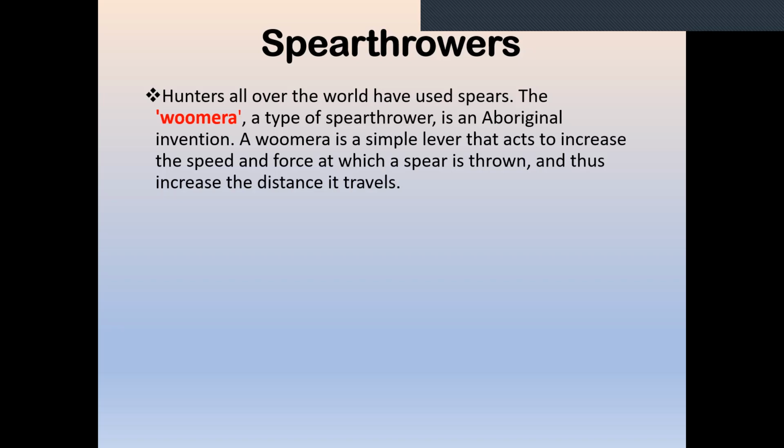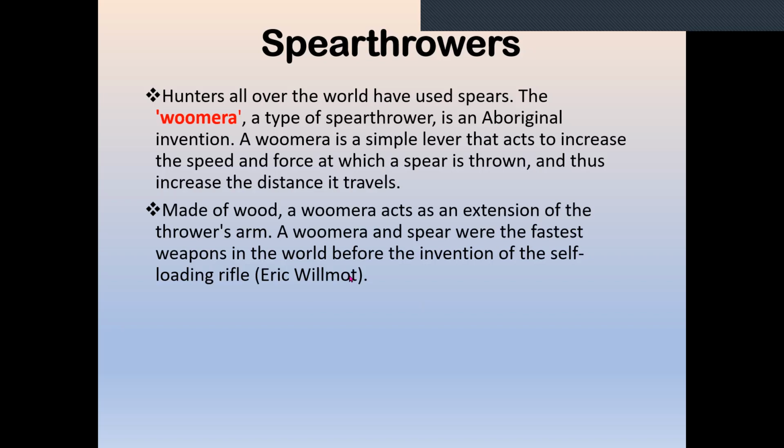It levers the length of the arm and makes the arm longer, so you get a much greater force behind the spear, and it goes a lot further. So the woomera and spear were the fastest weapons in the world before the invention of the self-loading rifle. How's that?